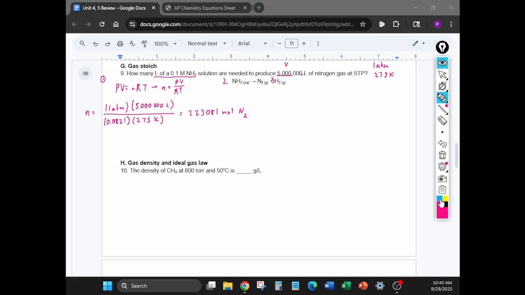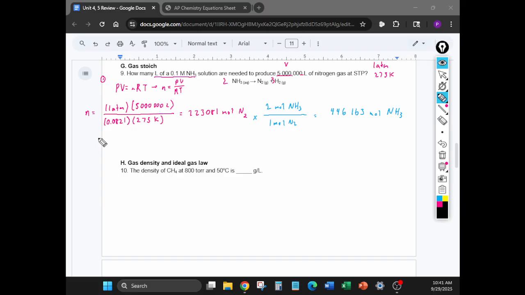We need to convert this into our NH3 because we have N2, but we're looking for NH3. So I'll do it in a different color just so that you guys know where the steps change. But we're going to set up a fraction. We're going to use our balanced equation, 1 mole of N2 for every 2 moles of NH3. Okay, so all we have to do is multiply this by 2, and that'll give you about 446,000. That's pretty easy.